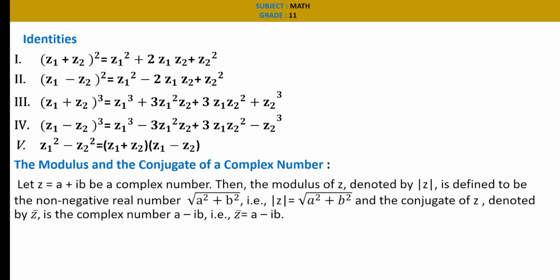What is the conjugate of Z? The conjugate of Z is denoted by Z bar. It is the complex number A minus IB. So here we are changing the sign of the imaginary part. If Z is A plus IB, then the conjugate of Z, Z bar, is A minus IB.